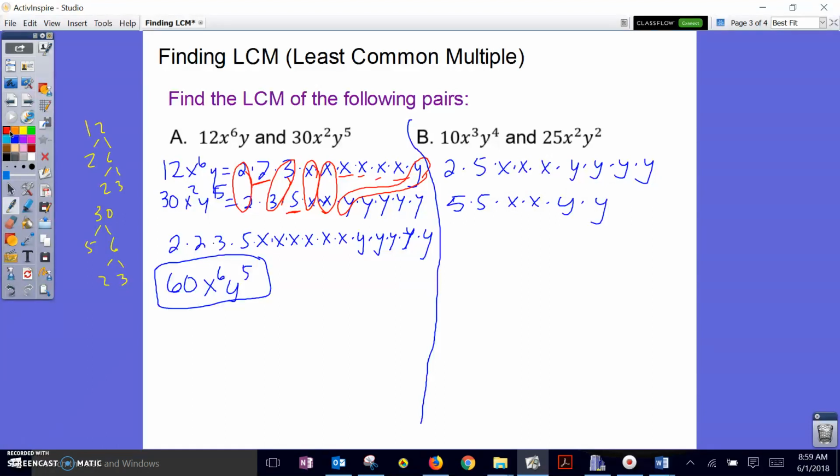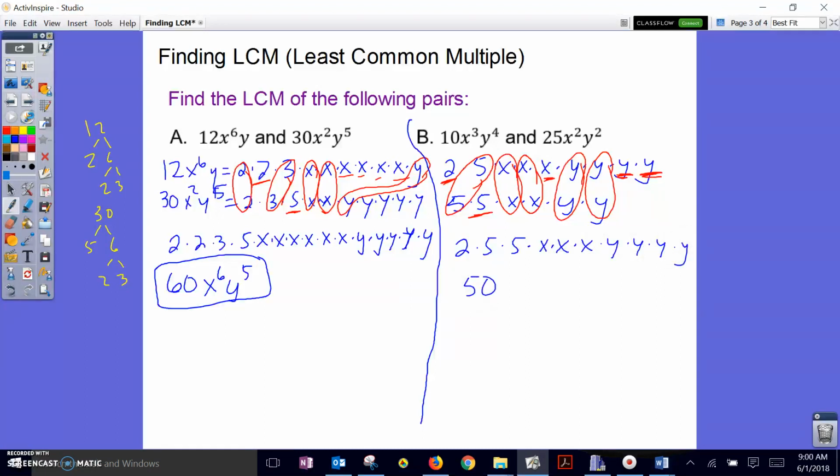And now we'll look for our pairs. We've got a pair of 5's, we've got an extra 2 and an extra 5. Pair of x's, extra x. Pair of y's, extra y, extra y. And so we've got 2 times 5 times 5 times x times x times x times y times y times y times y. And that gives us 50 x to the 3rd, y to the 4th as our LCM.